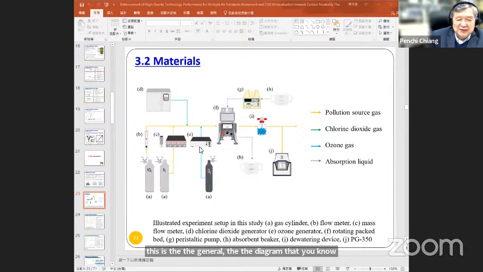As for this experiment, we introduce two or three different chemicals. I believe the chlorine dioxide and the ozone are the two major chemicals for the oxidation process. We call these highly oxidizing agents. But in order to control the level of the pH, we also introduce sodium hydroxide and sodium sulfide in there to see the performance. I will tell you later.